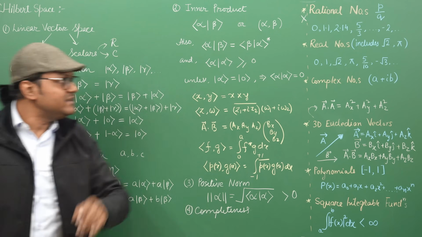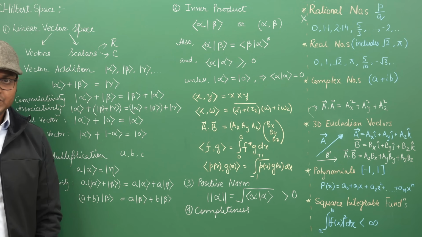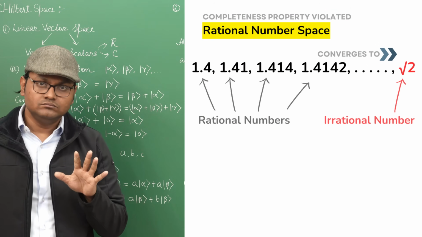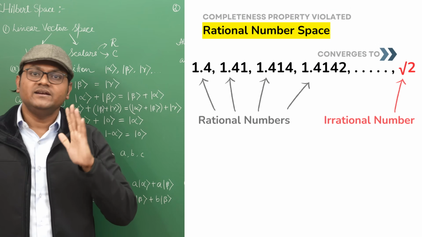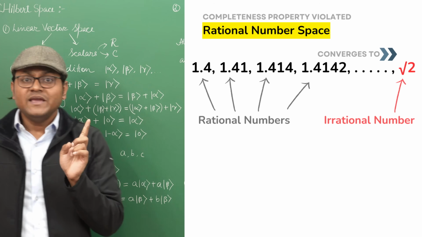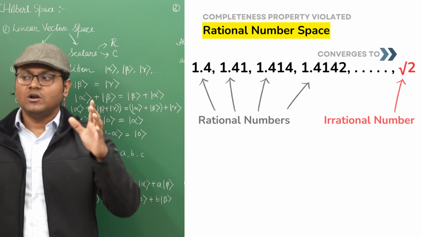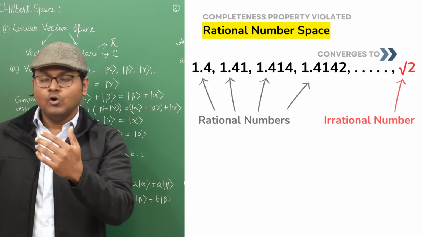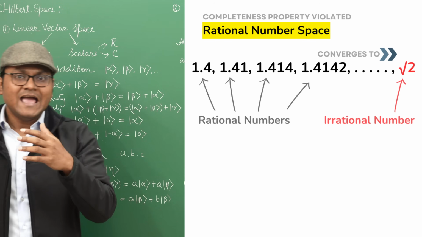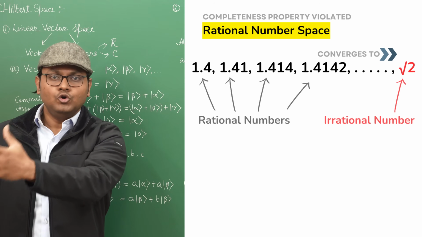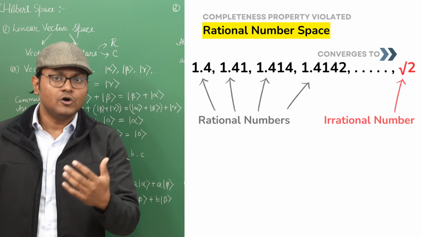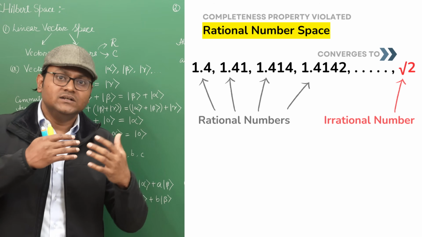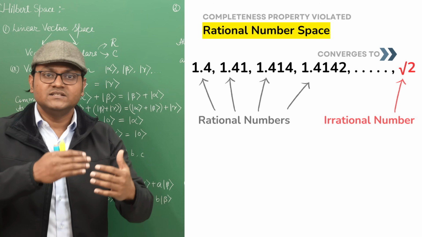For example, let's suppose the rational number space. Now in the rational number space, let me take a rational number 1.4. This is a rational number because I can always write it in the manner of a fraction. Now let us make it part of a sequence where the next number is 1.41, which is also a rational number. The next number is 1.414, which is also a rational number. And the next number is 1.4142. You see how the sequence is progressing forward? These are all rational numbers coming close to one another as we go forward in the sequence.